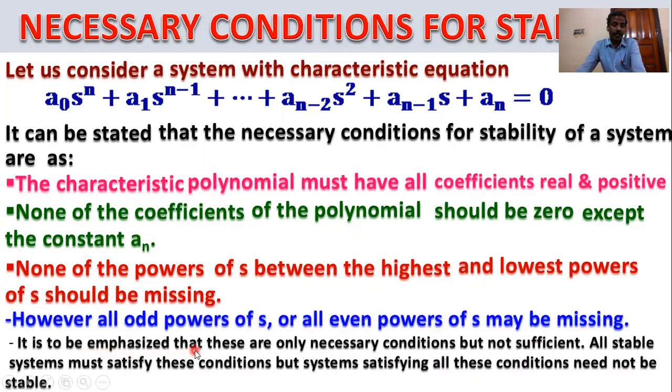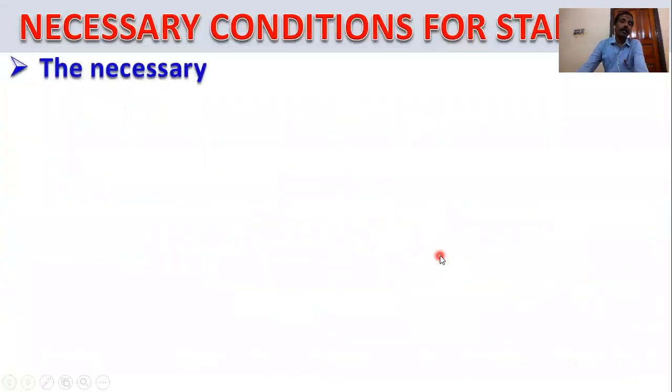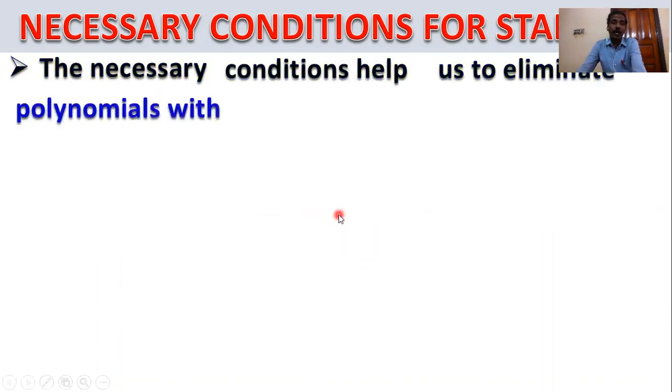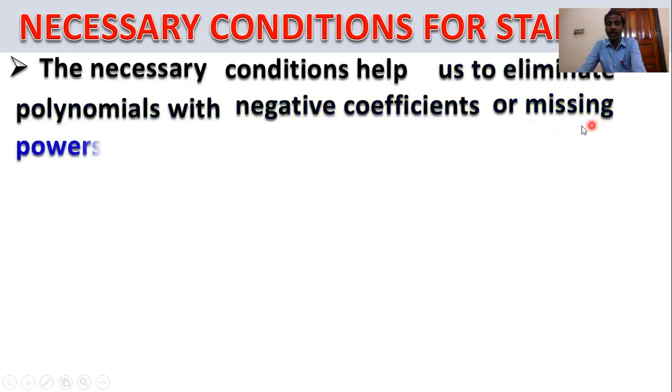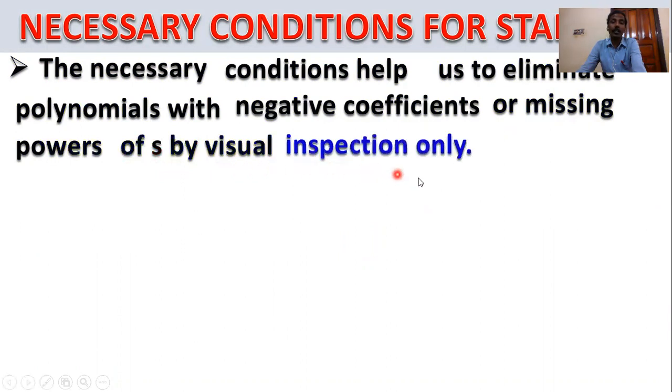It is to be emphasized that these are only necessary conditions, but not sufficient. All stable systems must satisfy these conditions, but a system satisfying all these conditions need not be stable. Then the necessary condition statement. What is the statement? The necessary conditions help us to eliminate polynomials with negative coefficients or missing powers of S by visual inspection only.